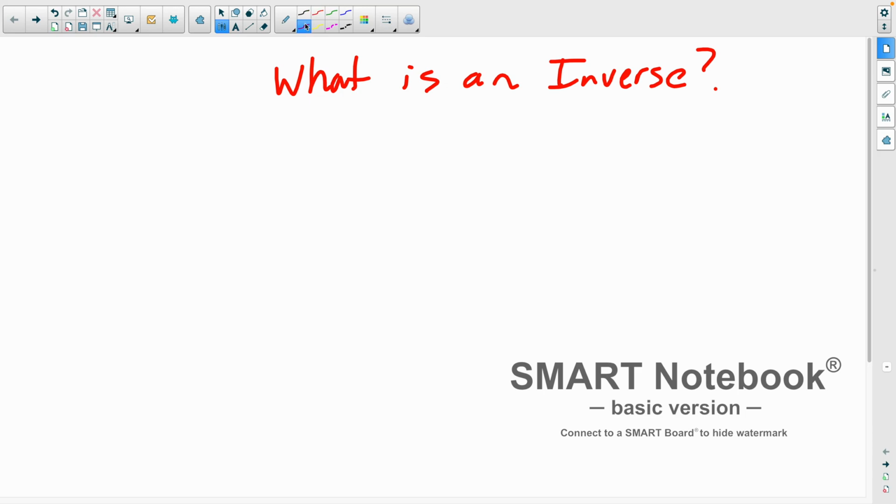About an inverse, and he said we're going to switch the x and y. And then we're going to solve for y. So that's what we did a bunch.